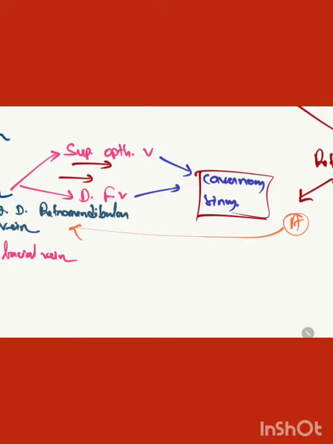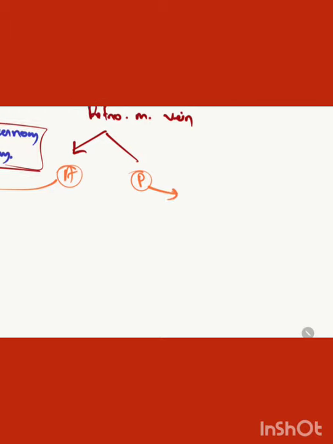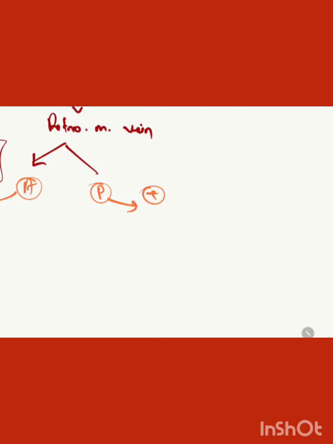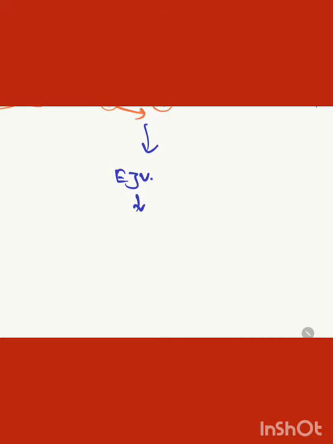That anterior division is joined with the facial vein, and the posterior division joined with the post-auricular vein, and forms the external jugular vein, which drains into the subclavian vein.